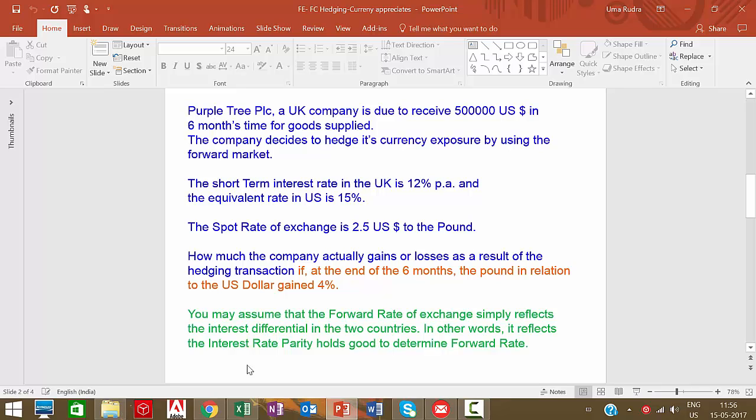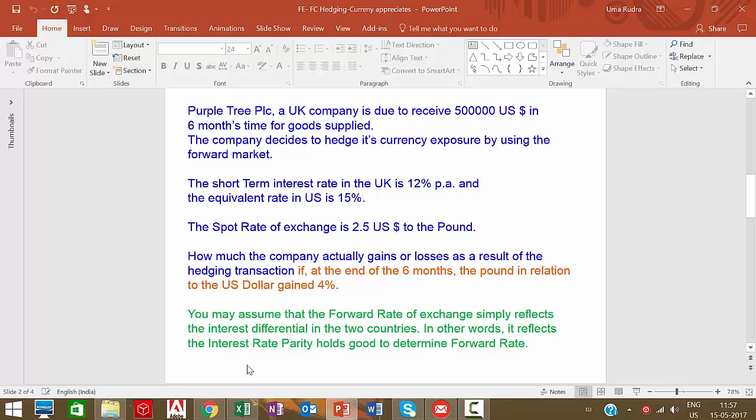So here, what are the points we need to keep in mind? The exporter is a UK company. Billing currency is US dollar. Receivable is 500,000 US dollar. UK interest rate 12%, US interest rate 15%. Spot exchange rate £1 equals 2.5 US dollar.